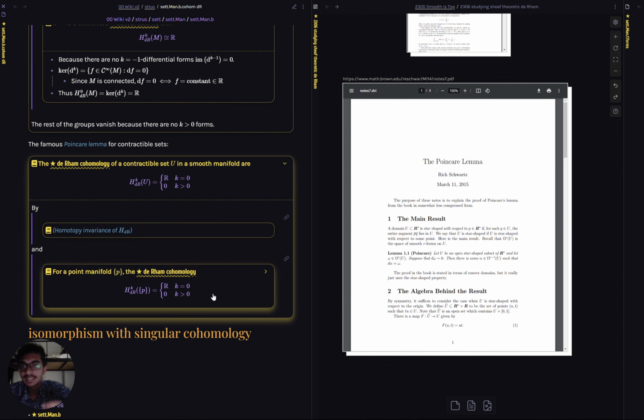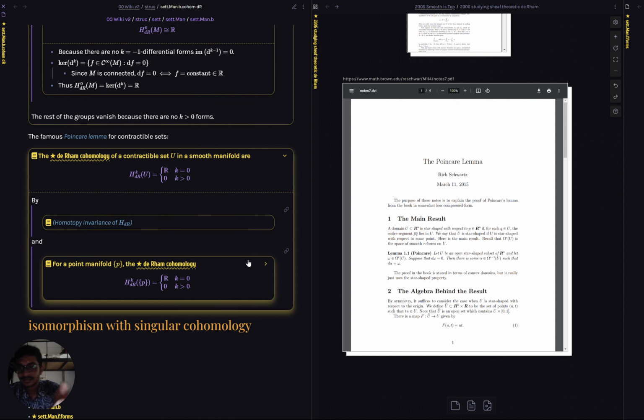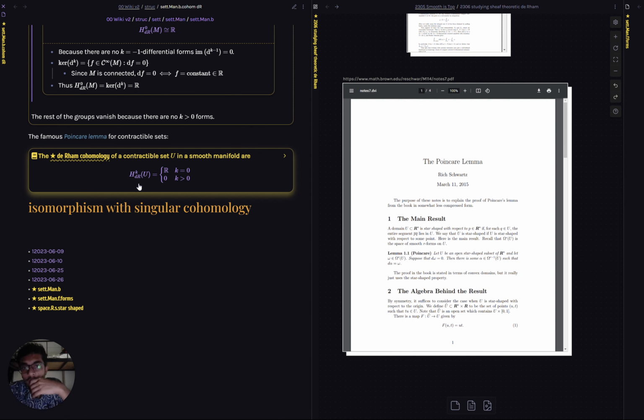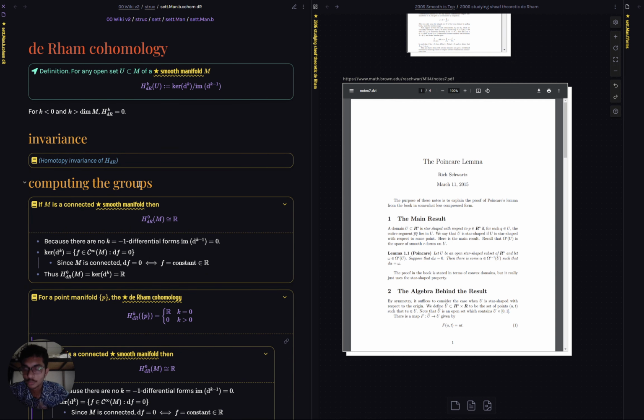Because a contractible set is by definition homotopy equivalent to a point, you can contract the whole thing to a point. Because the group is the same as the point, the groups are R for k equal to 0 and 0 for k greater than 0. So this gives us the idea that the de Rham cohomology groups are really invariant under more general circumstances. It's not just homeomorphism invariant, it's homotopy invariant. And all the homology groups and fundamental groups are also homotopy invariant.